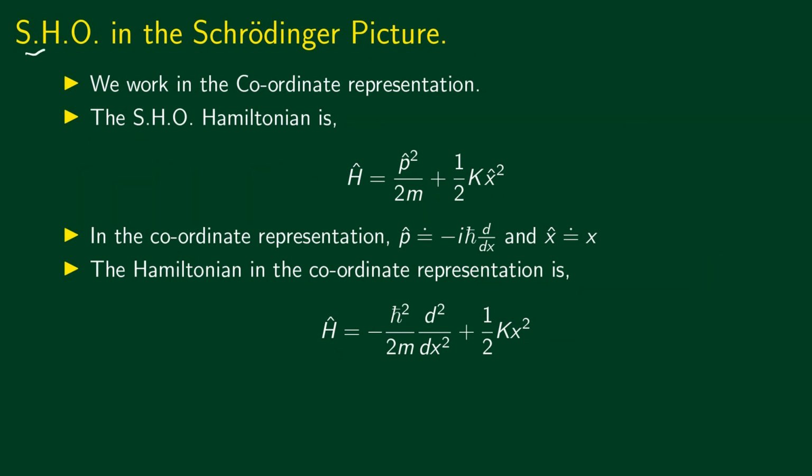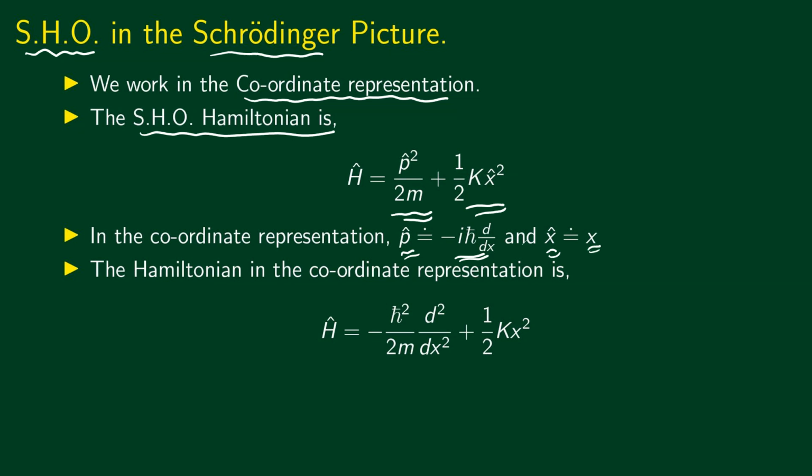Let's now discuss the simple harmonic oscillator problem in the Schrodinger picture. As we said before, we shall be working in the coordinate representation. We start with the simple harmonic oscillator Hamiltonian, which we are already familiar with; we already used this Hamiltonian when we solved it in the Dirac method. The Hamiltonian is H equal to p squared by 2m plus half k x squared. Now again, in the coordinate representation, the momentum operator is written as minus i h bar d by dx, and the position operator is simply x.